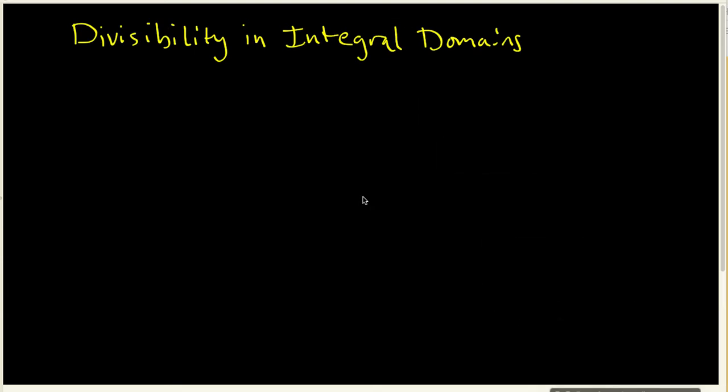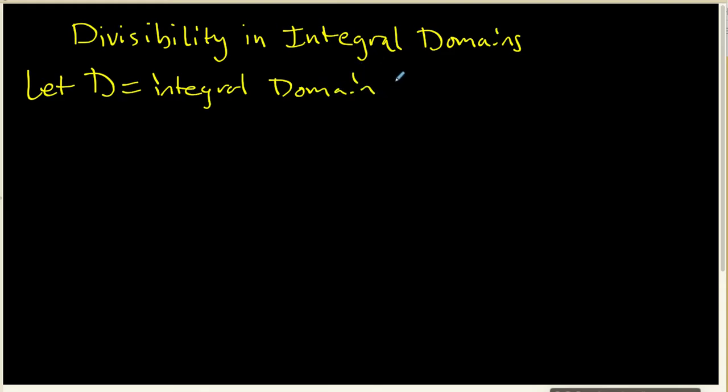In this video, we're going to generalize the idea of divisibility inside the integers to divisibility inside any integral domain. So throughout this video, we're going to let D be an integral domain, and we're going to assume that the 1 in D is not the same thing as the 0 in D. So our integral domain has at least two elements.